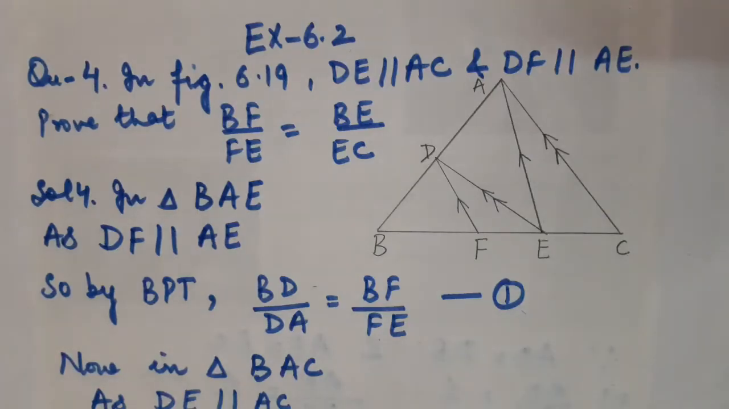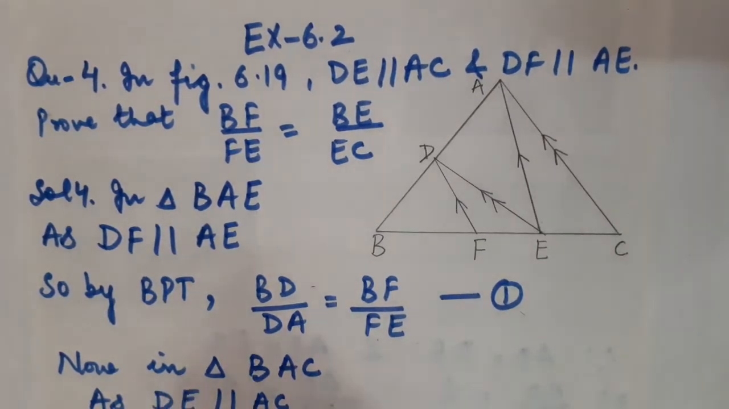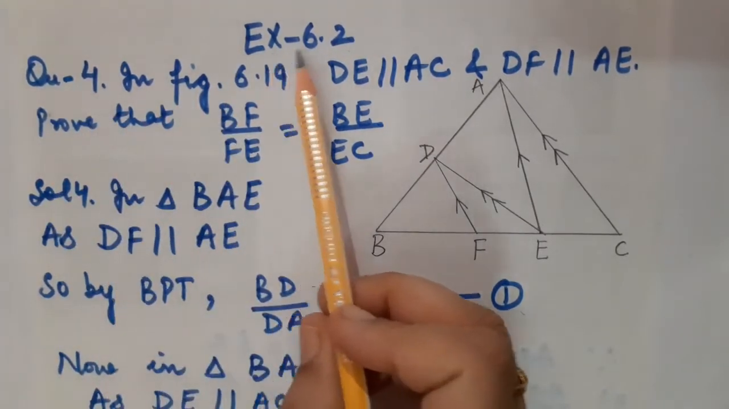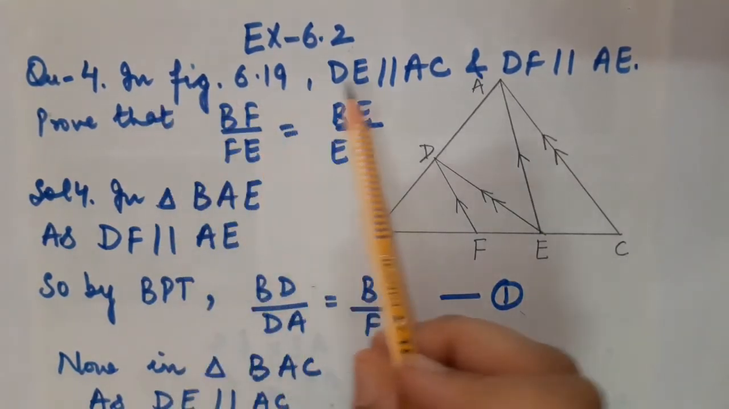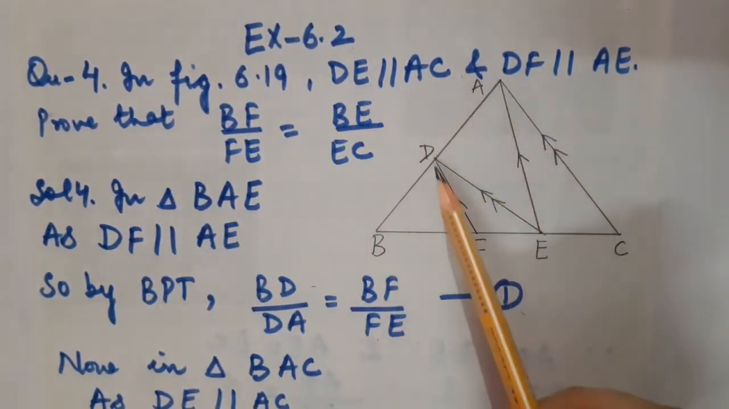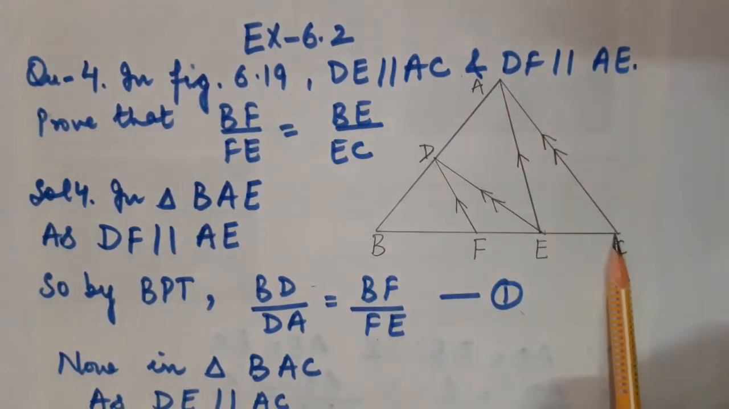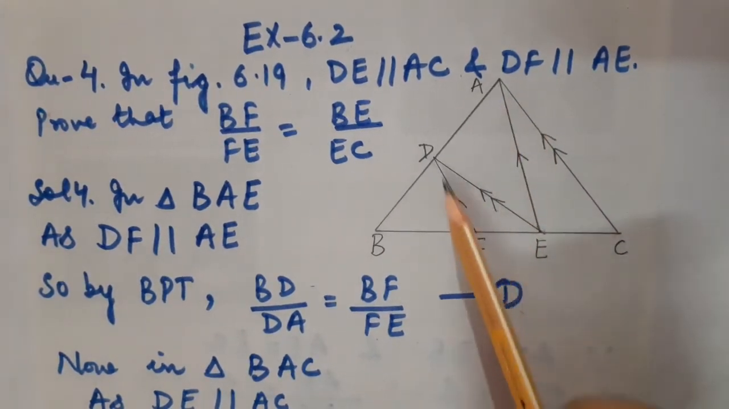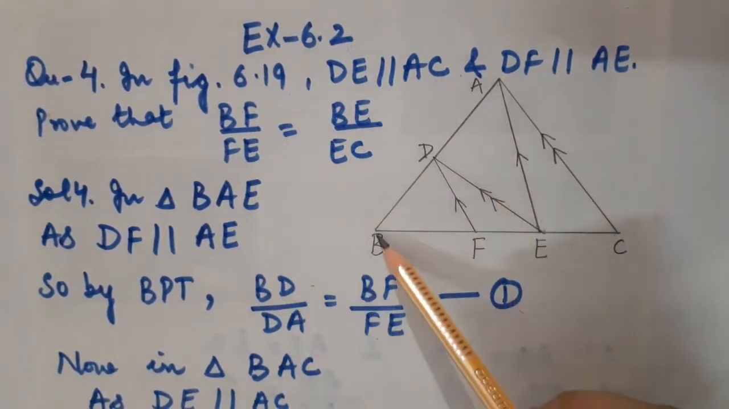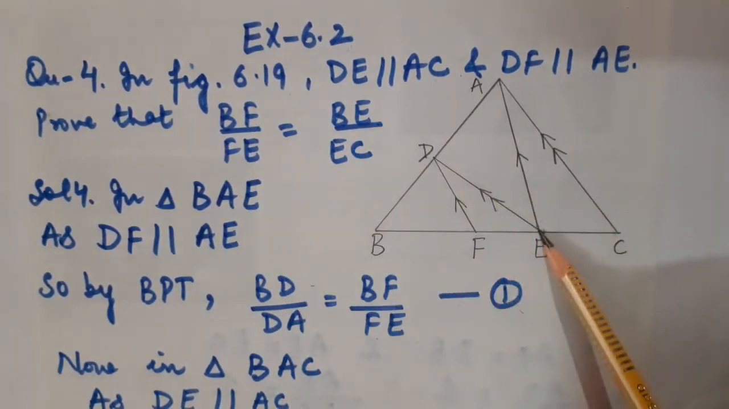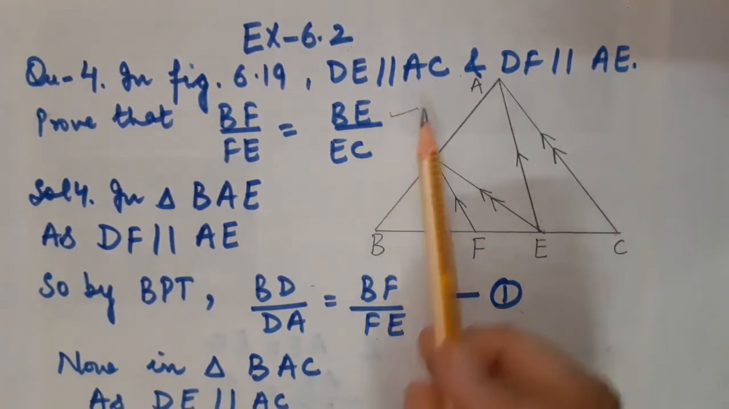So now children, I am going to take the application part of the basic proportionality theorem through this question. This is exercise 6.2, question number 4 I am going to pick. In figure 6.19, DE is parallel to AC. You can see DE, which is with double arrow, is parallel to AC. And DF, which is with single arrow, is parallel to AE. Then we have to prove that BF upon FE is equal to BE upon EC. This we have to prove.